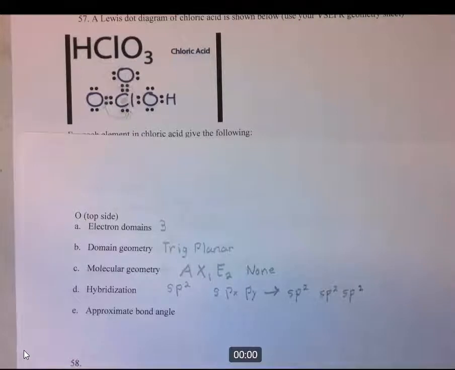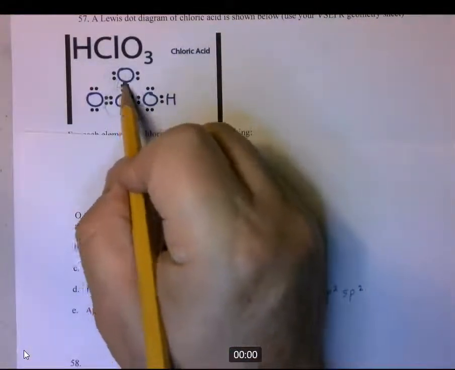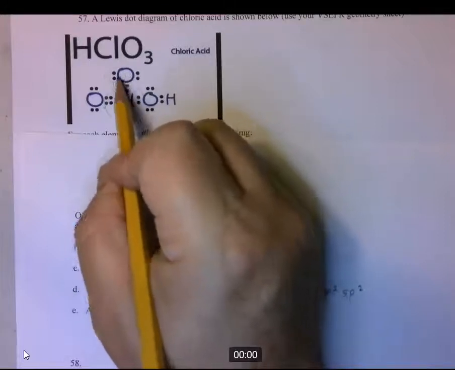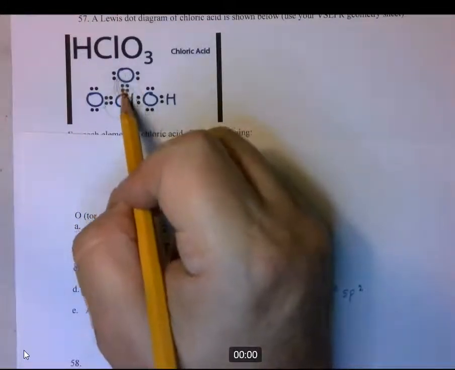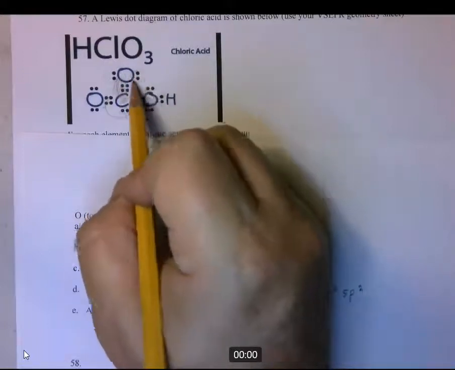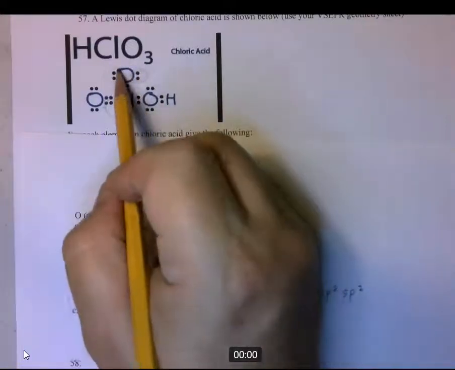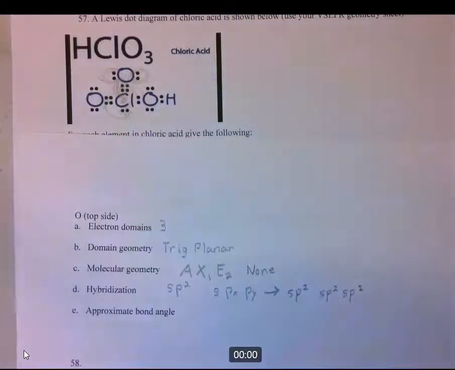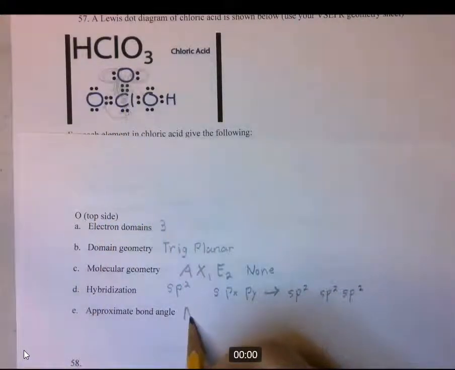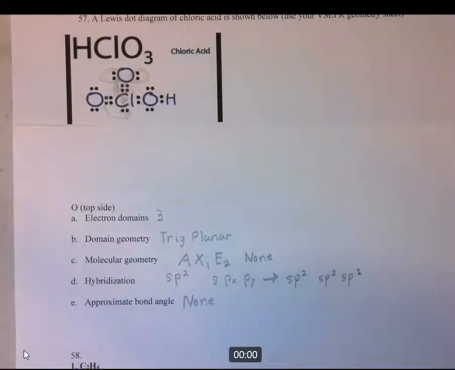Okay, so what does that mean? It means that this is an sp2 right here. It's a sigma bond between, it bonds with the carbon with an sp2. It holds these lone pair electrons with an sp2, and it holds these lone pair electrons with an sp2. It needs 3 different bonds to hold on to all 3 of its electron domains. Approximate bond angle, again, it's none. It's the chlorine, the central atom, that's dictating the bond angle. We've already talked about chlorine, so this one is none. All right. Let's keep moving on.